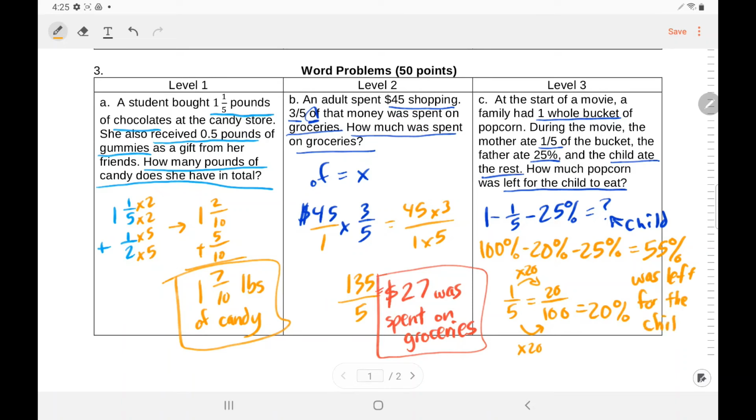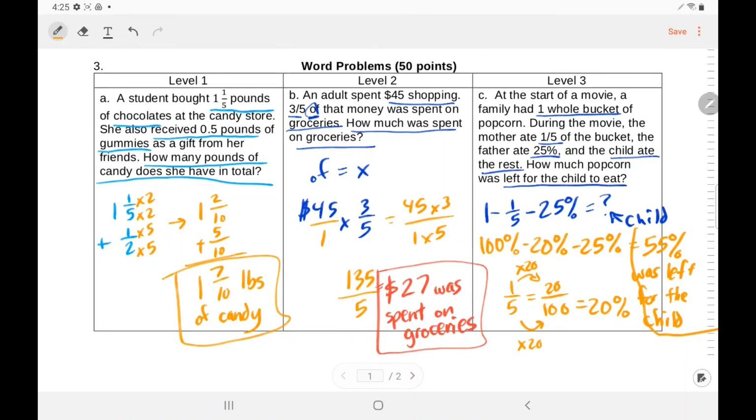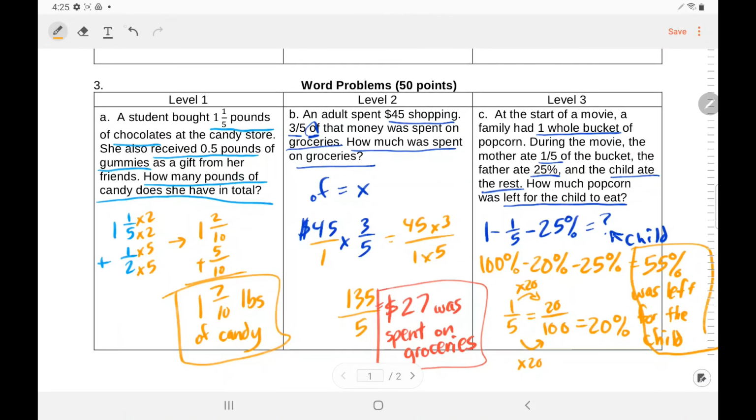Okay, let's try that again. 55% is left for the child.